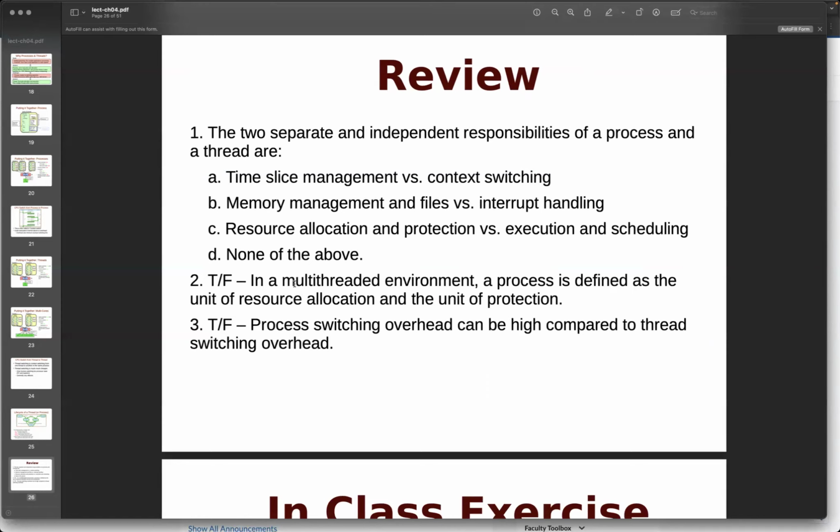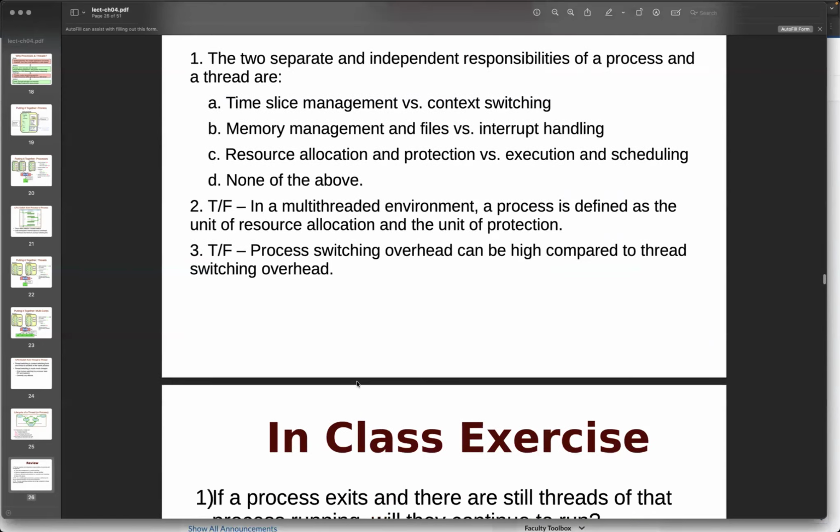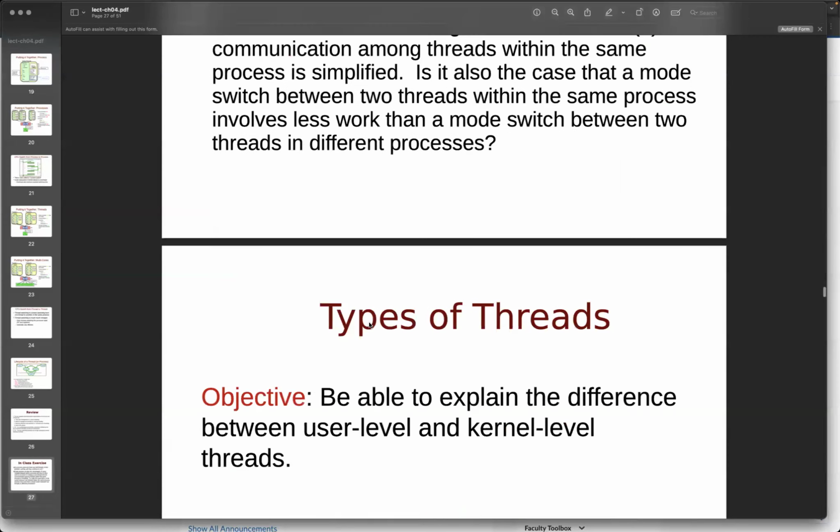You can think that in a multi-threaded environment, if a process is defined as a unit of resource allocation and protection, then process switching overhead can be high compared to the thread. So we remember the thread is always lower overhead. Over here we will skip part of it.